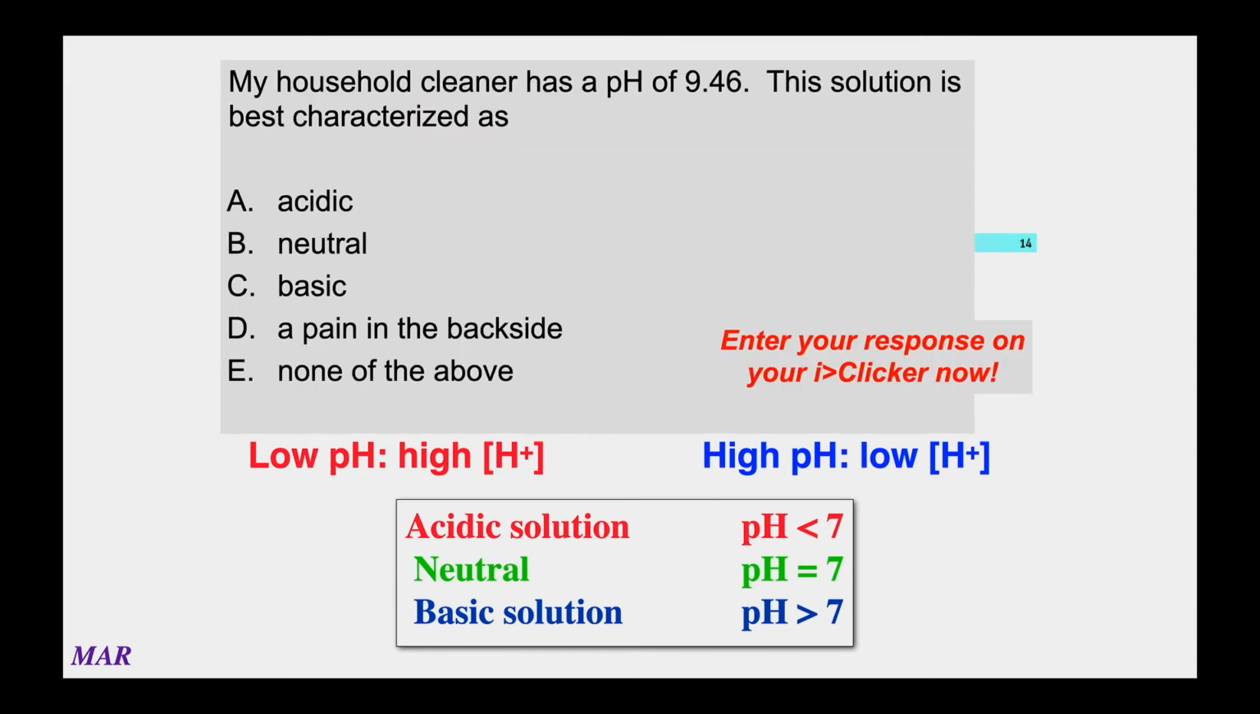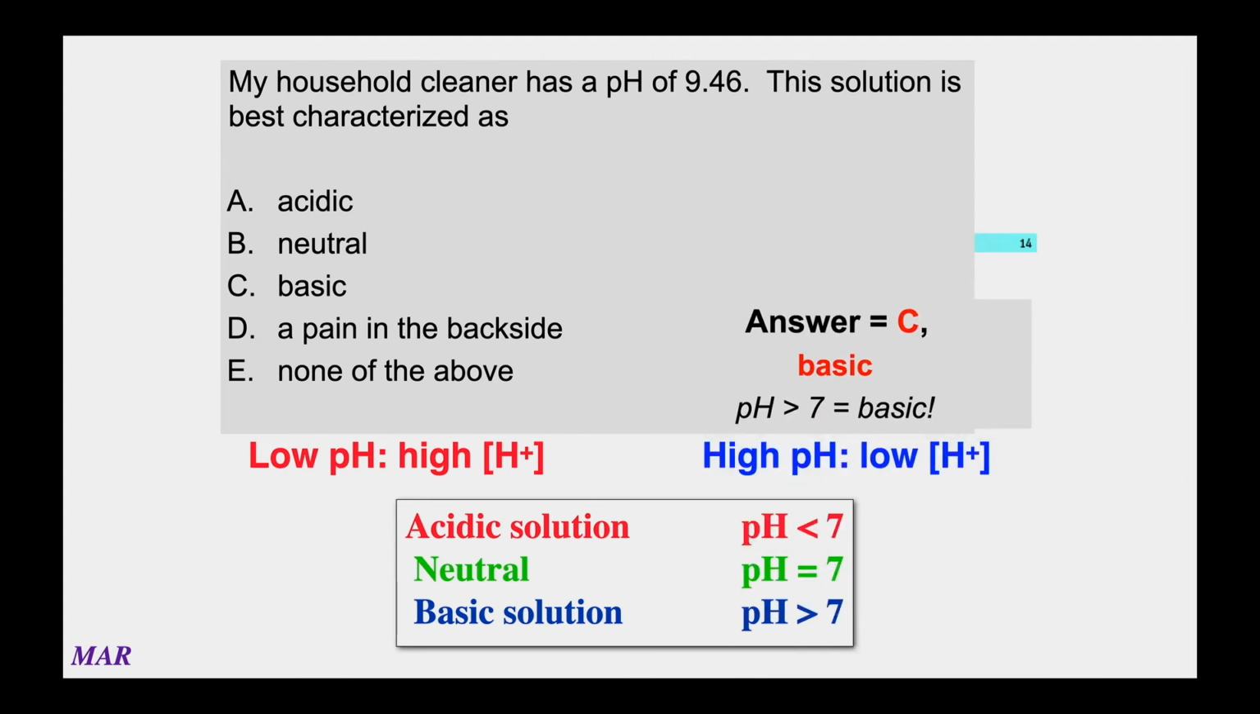We have a household cleaner. We test the pH and it comes out to be 9.46. What would you characterize that cleaner as? And it might be a pain in the backside, it's true, but that doesn't count in this discussion. It's definitely not none of the above because we have a pH. So pH 9.46 is greater than 7. That means this is going to be a basic solution.